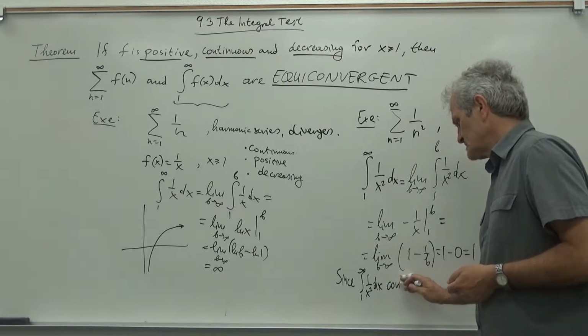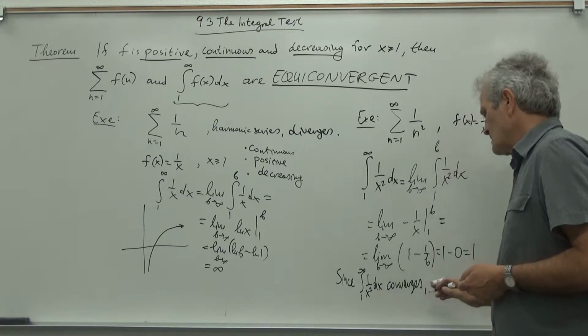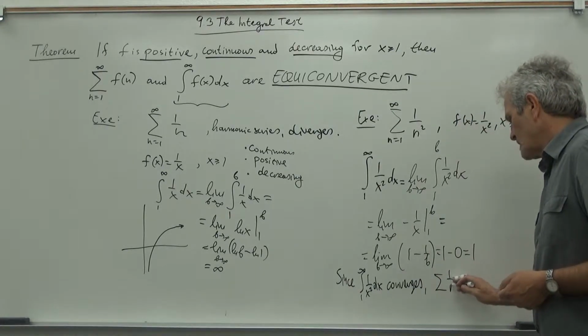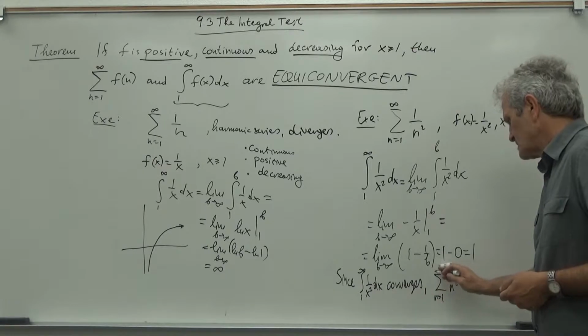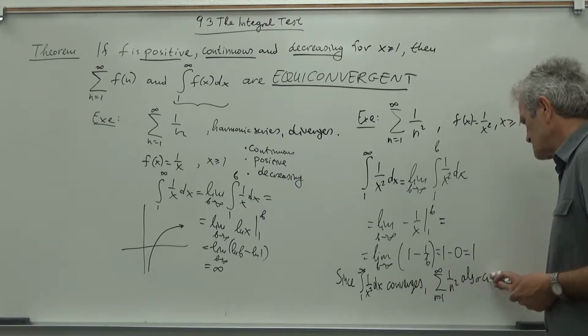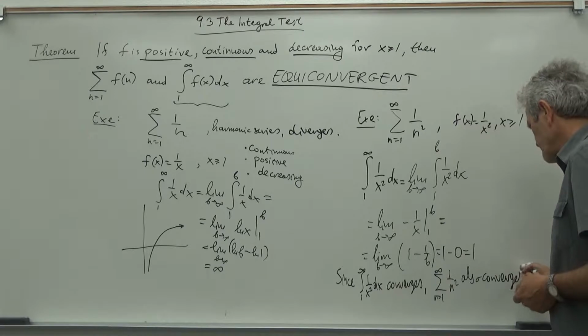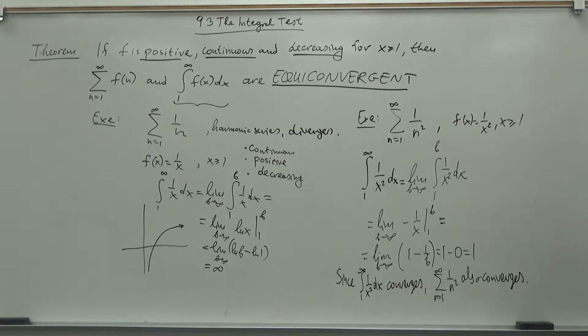dx converges, the sum of 1 over n squared, n going from 1 to infinity, also converges. Here it is. So generally, you see both sides of the application. The case when the integral diverges, the series follows the same trend. When the integral converges, the series follows the same trend.